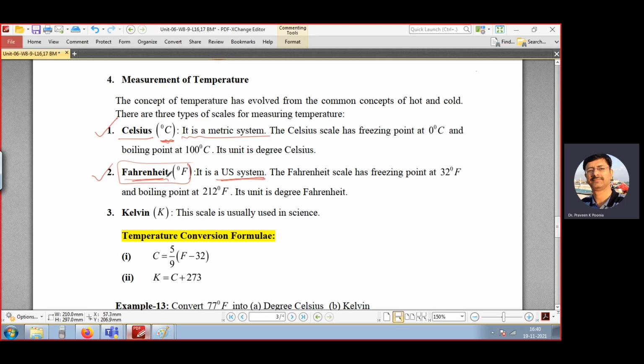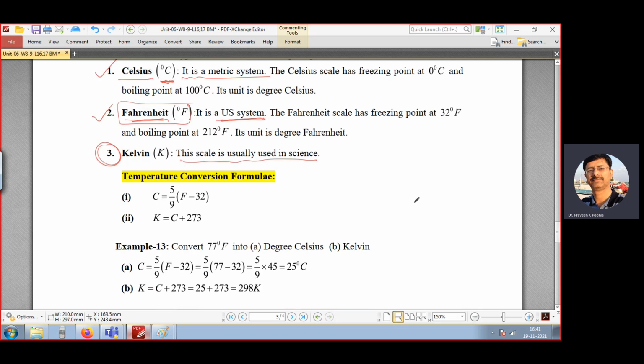But if you study temperature in a science book, physics book or chemistry book, then you will find it not in Fahrenheit or centigrade, you will find it in Kelvin. This scale is generally used in science. Okay, so there are 2 formulae. The first one is C equals 5 by 9 (F minus 32). If C is given, you can calculate F. If F is given, you can calculate C, because there are 2 variables.